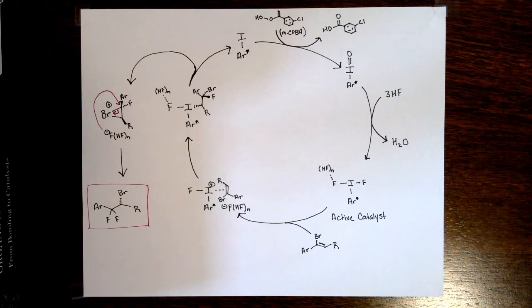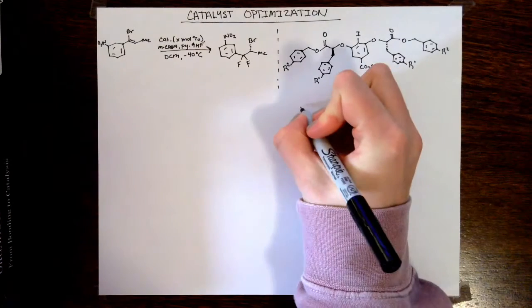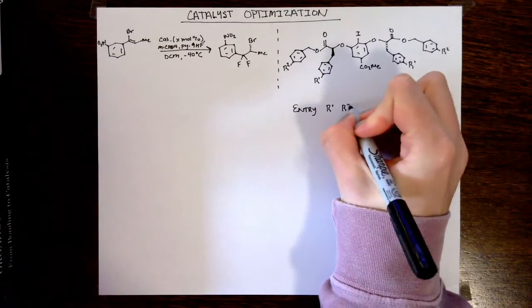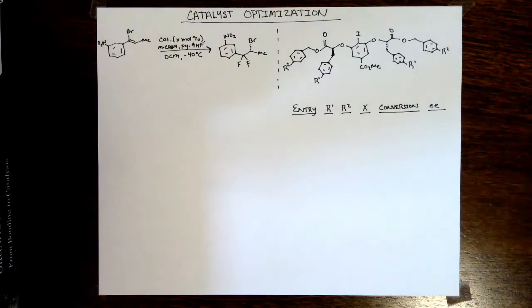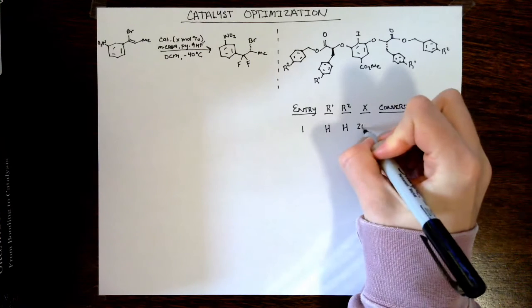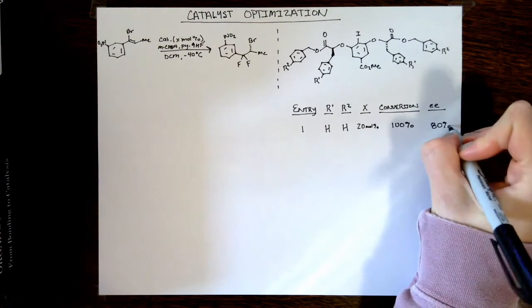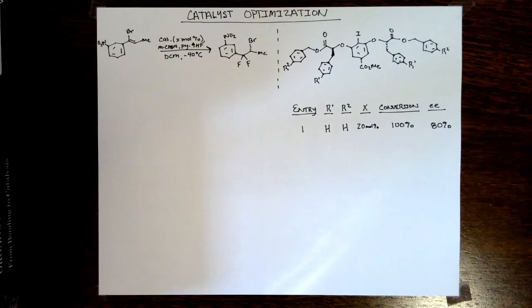the difluoroalkyl bromide product. So they next started their catalyst optimization using an optimal catalyst that they had found in previous work for other alkene fluorofunctionalization reactions. And when they subjected this catalyst to the reaction conditions, they saw 100% conversion with 80% ee.